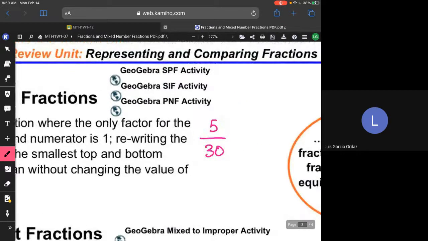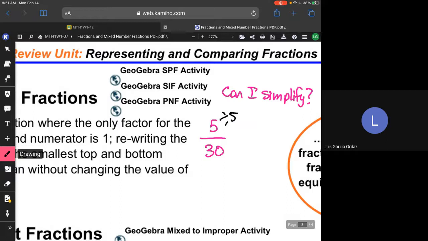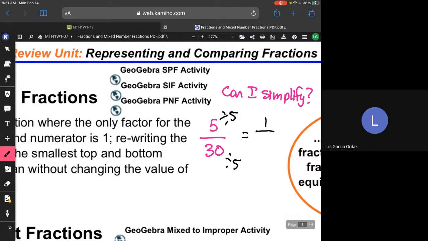So now, can I simplify? Are you sure? Can I divide both of these numbers by one number? Yes. Okay. What can I divide both numbers by? Five. So divide by five, divided by five. And what does my simplified fraction become? 1/6. So that is my simplified fraction.